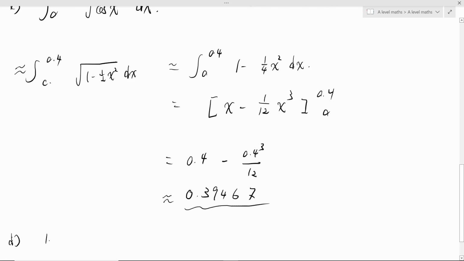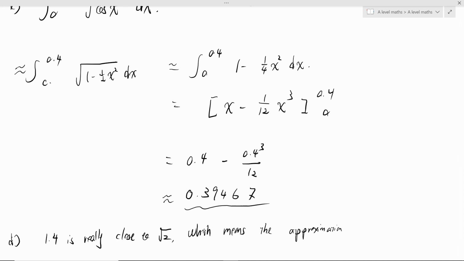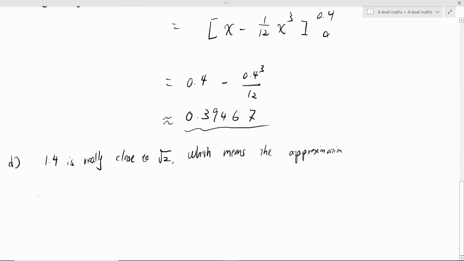Last part. We know that 1.4 is really close to the square root of 2, which means the approximation might be far off here.